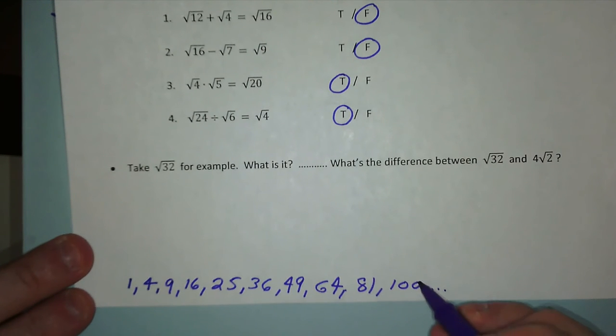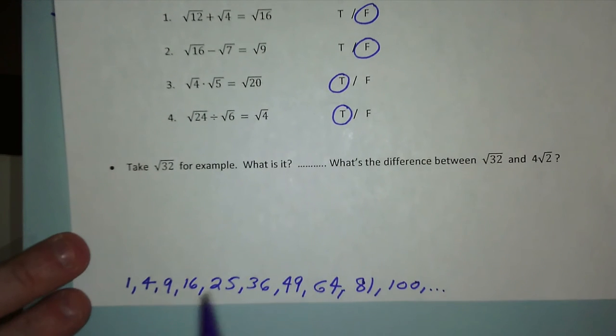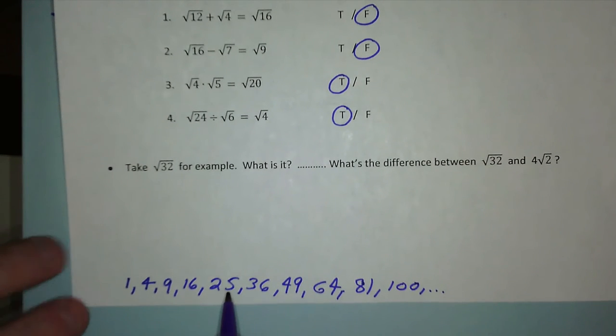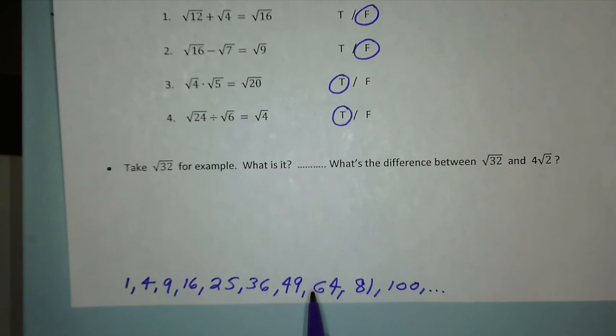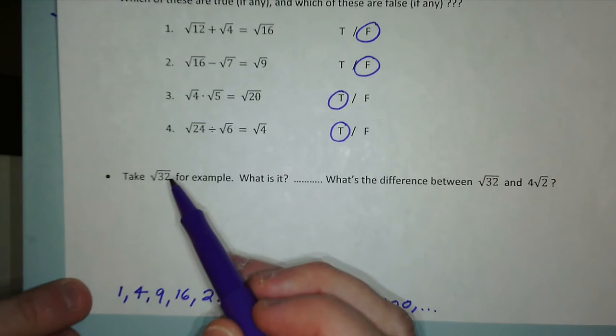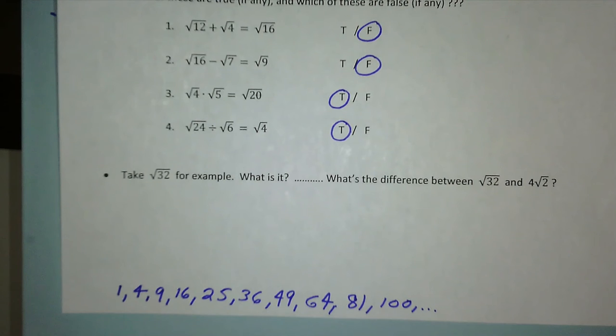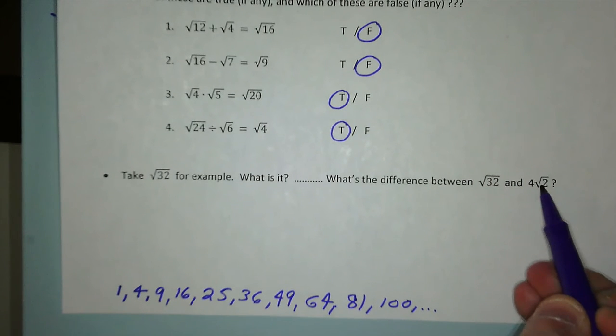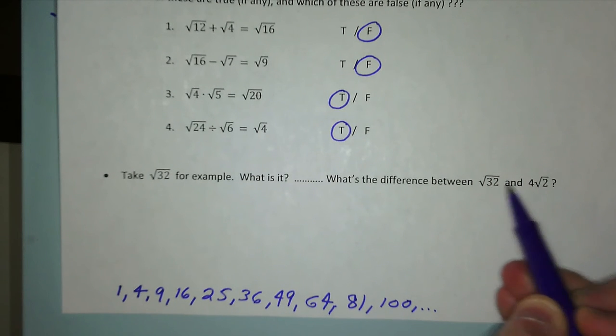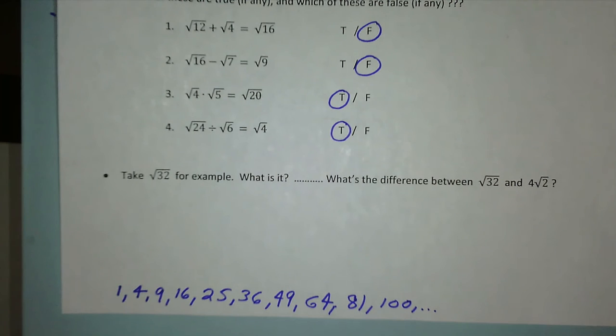It's sort of a random place to stop, but these are all the perfect squares where, if you took the square root, you'd get a nice answer. So the square root of 32 is going to be a nasty, ugly answer. But check it out: root 32 and 4 root 2.